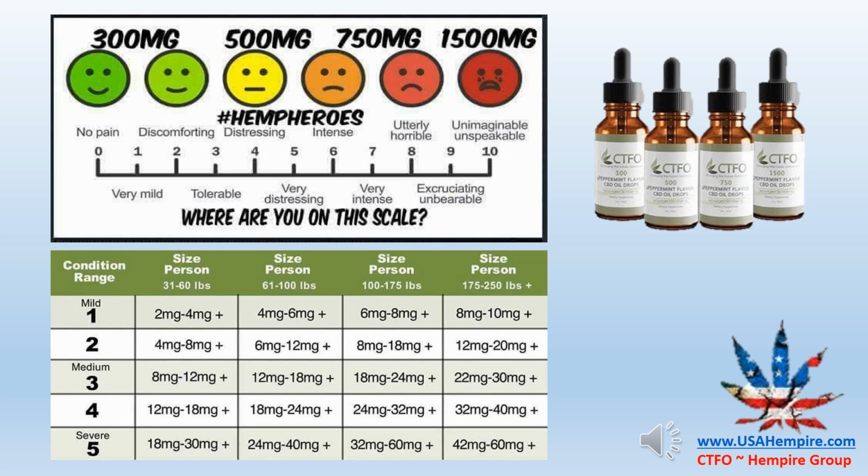So starting at 0, you're not in any pain. 1, it's very mild. 2, discomforting. 3, tolerable. 4, distressing. 5, very distressing. 6, intense. 7, very intense. 8, utterly horrible. 9, excruciatingly unbearable. And 10, unimaginably unspeakable. So, that's a fantastic pain chart because we kind of all land in there somewhere, right?